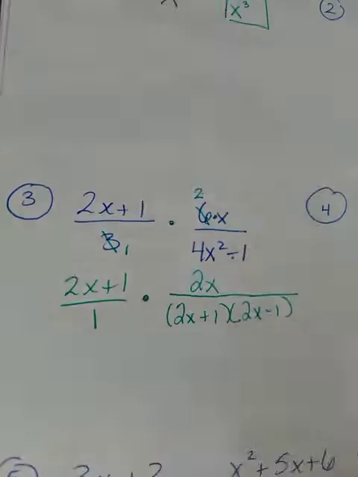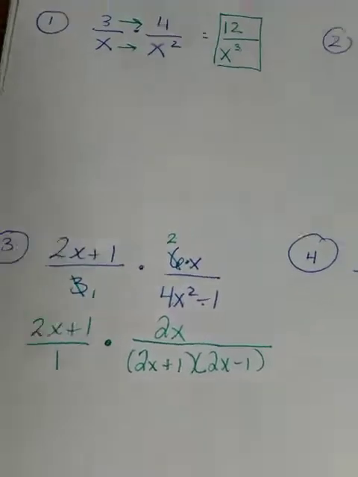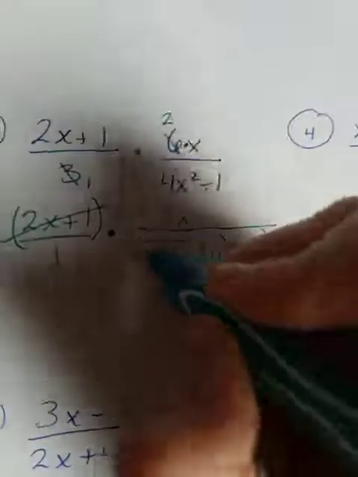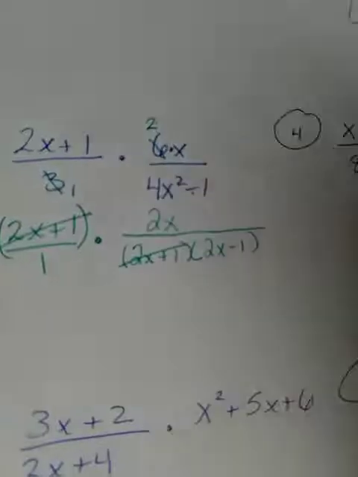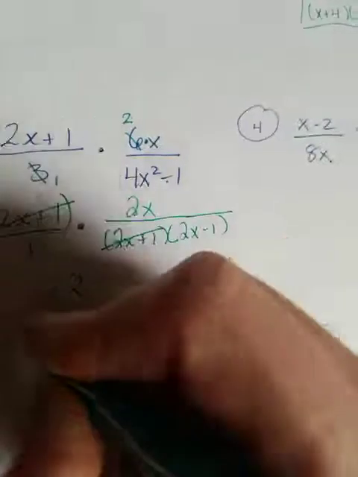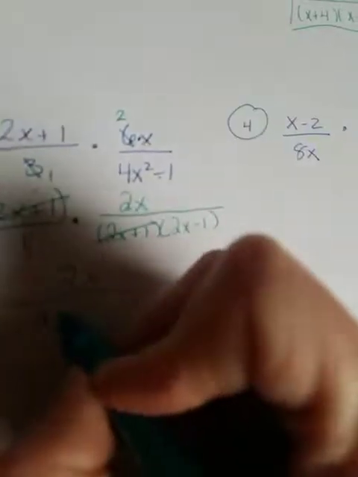Now remember, for items to cancel, when you're multiplying, if you have a term in the numerator of one and the denominator of the other one, they will cancel out. So let me save myself some writing. I have a 2x plus 1 in the top and a 2x plus 1 in the bottom. Those cancel out to 1. If you want to write the 1, go ahead. So I have a 1 times 2x. So my numerator is 2x. And then I have a 1 times 2x minus 1.